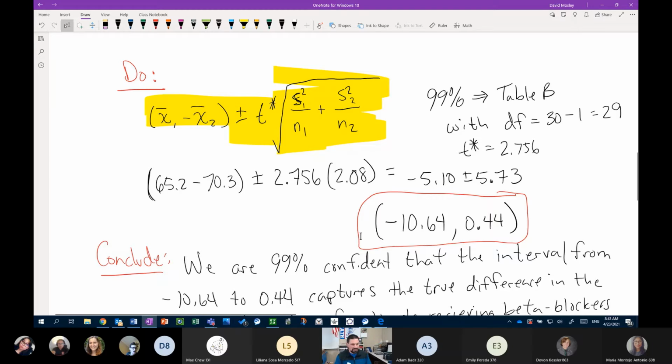Once again, I want to highlight the fact that the smaller number is listed first in an interval. Please ensure that you're writing the smaller number first, larger number second. So our interval is from negative 10.64 to 0.44. Are there any questions or anything I can clarify about the calculations?